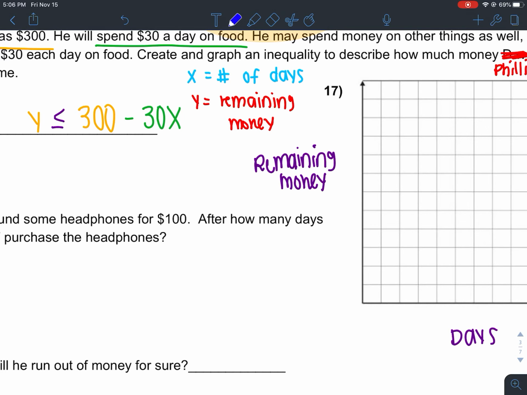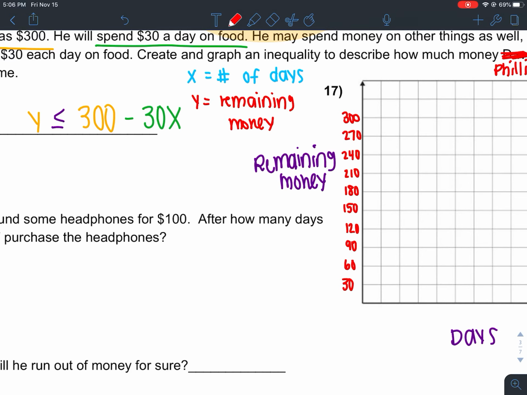So we'll start at 30, 60, 90, 120. So I'm going up by 30s because I know I'm going to be losing 30 and it'll help me graph it a lot easier. 180, 210, 240, 270, 300.